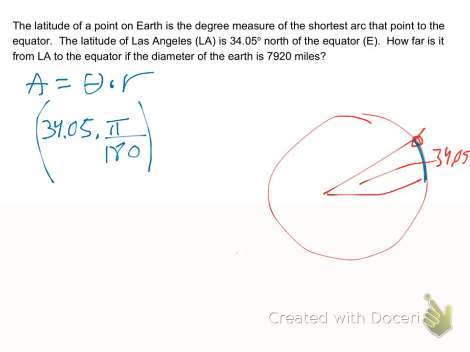So what is R? What is the radius? It's 7,920 divided by 2, which is 3,960. Am I correct? I'm not sure. I'm just trying to think of what we did last hour. I mean, you guys have calculators. Might be helpful.